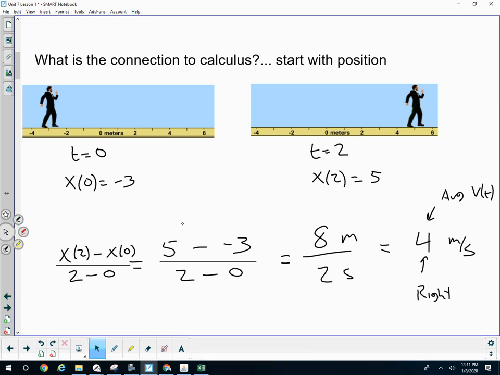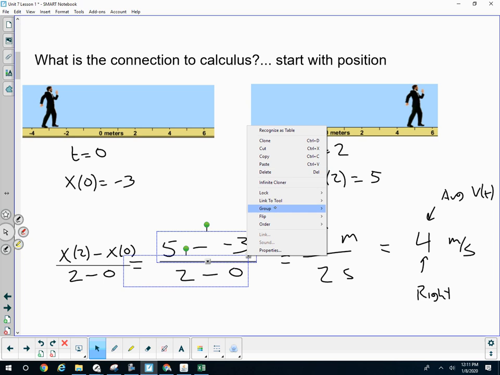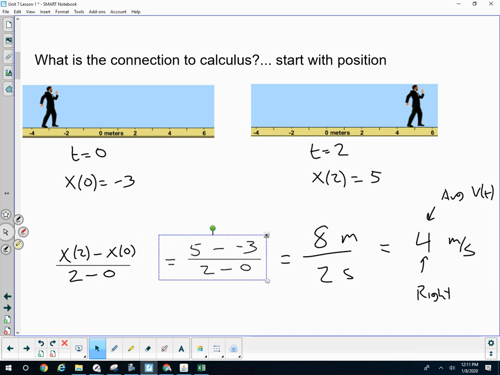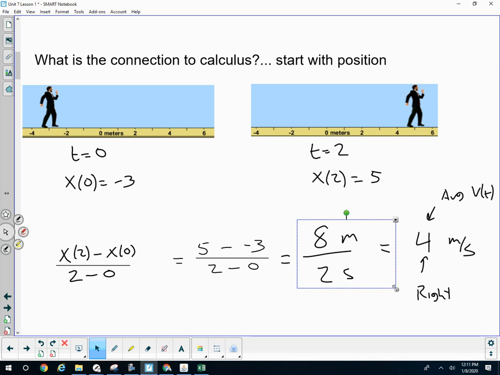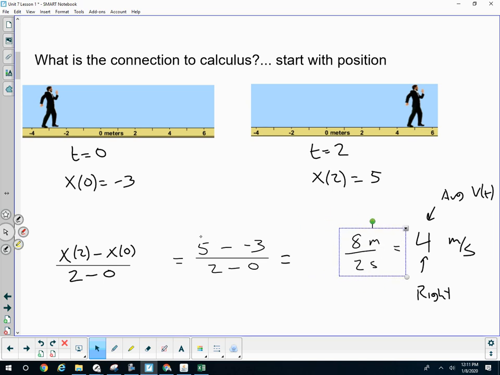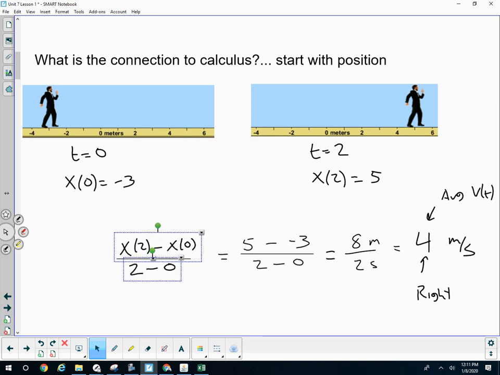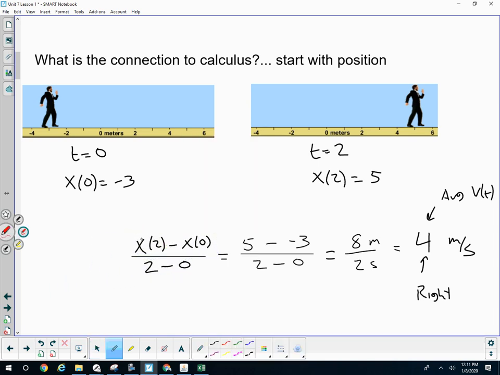Let me just shrink some stuff here. Okay, well, this formula is familiar to you. You've used this many times before. Discuss with your neighbors. What is that formula?